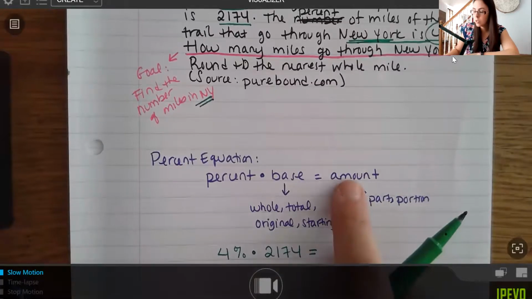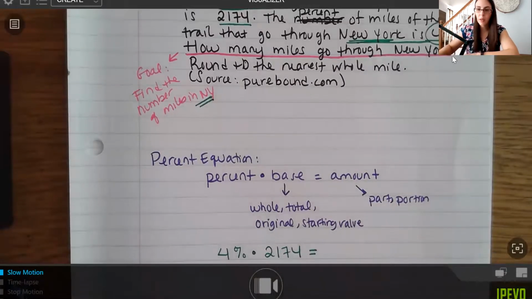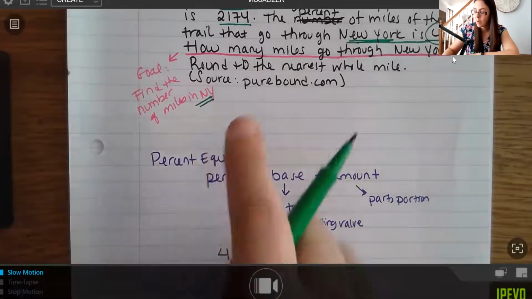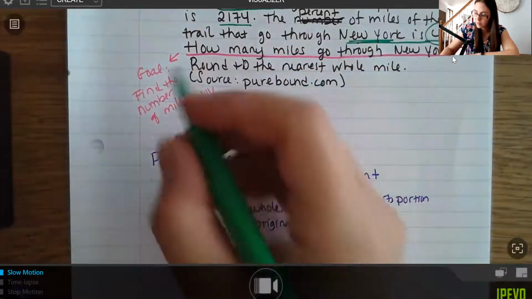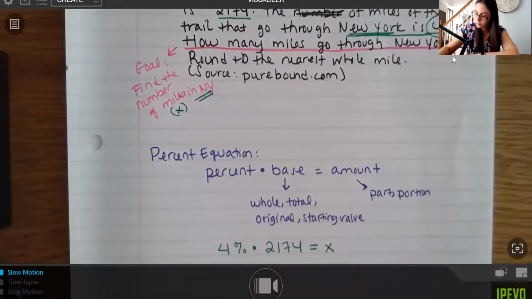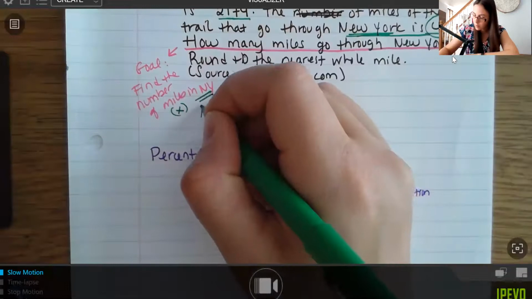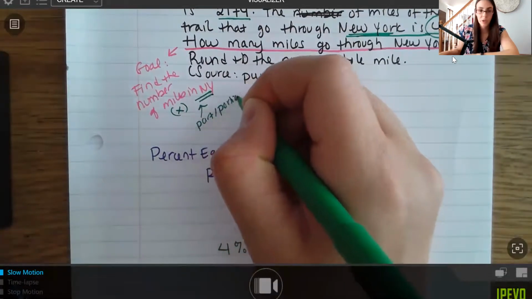Now, the amount is usually the part or the portion that you're looking for. So here we're not looking for the entire trail, we're looking just for New York. So I want to figure out the miles in New York. That's going to be my X in this case, right? This is my variable. So this is going to be what I'm trying to find for this particular problem. So this is our part or our portion.